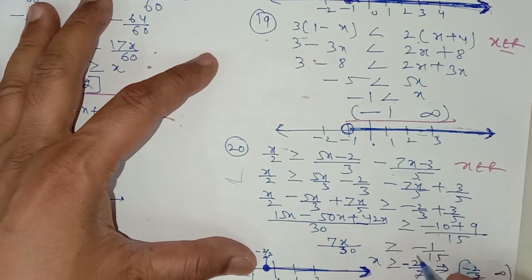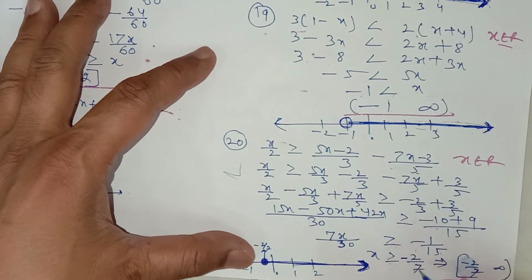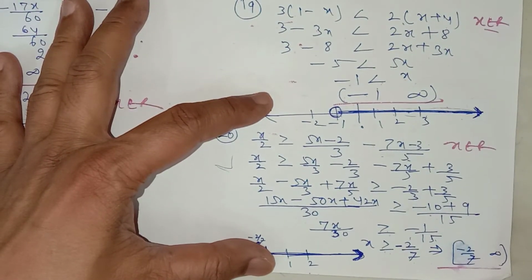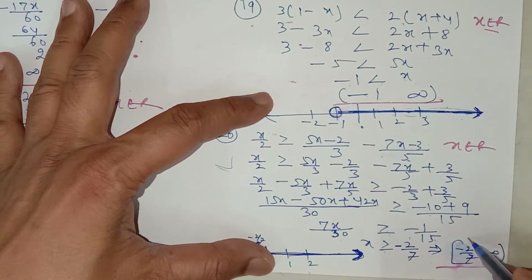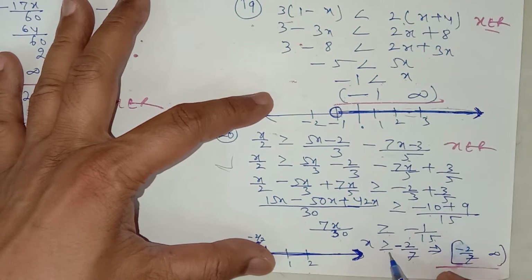Cross multiply, because it is a plus sign you are multiplying, dividing, though the inequality sign will remain the same. So it is coming out to be x greater than or equal to minus 2 upon 7. Minus 2 upon 7 greater means towards the right hand side of minus 2 upon 7. Right hand side means plus infinity. So minus 2 upon 7 up to infinity, and the closed interval will be there because we have the equal sign.